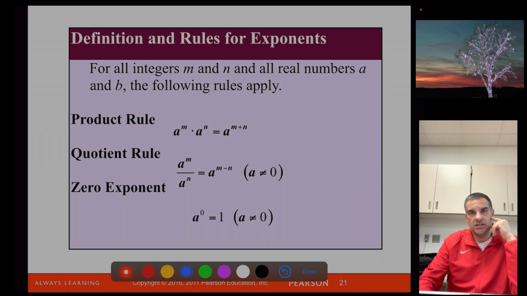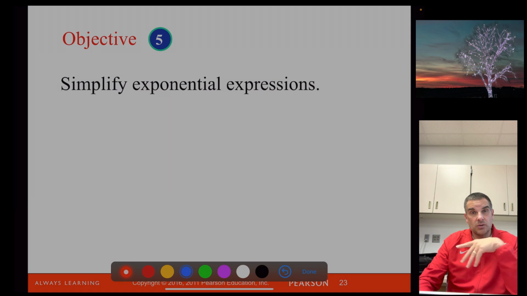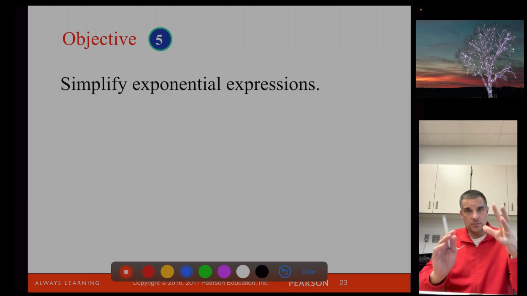So, kind of definitions. Product rule, you add. Quotient rule, you divide. Zero, anything to the 0 power is 1. Negative, don't leave it, move it. Power, you multiply. And then there's special rules that we don't use. So all of that leads then to those different rules.